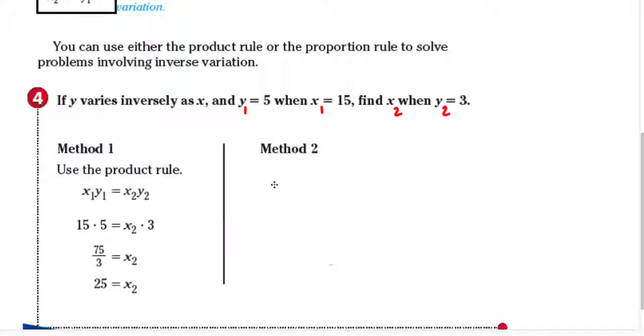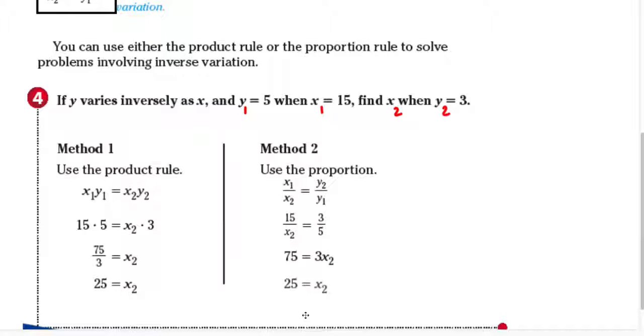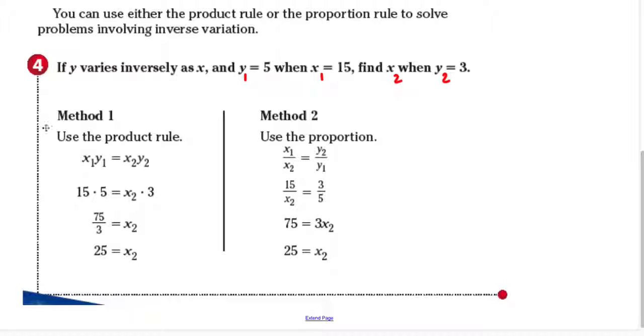Using method 2, the proportion rule, we now have x sub 1 over x sub 2 equals y sub 2 over y sub 1. That is the proportion rule formula. Then we simply substitute the values. We have 15 over x sub 2, which we're trying to find, and we have 3 over 5. Using cross products, we end up with 75 equals 3 x sub 2. Divide both sides by 3. We still end up with 25.